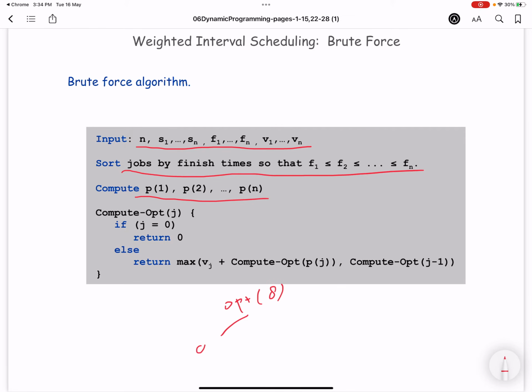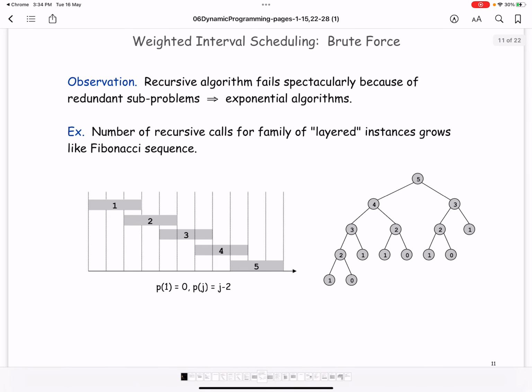To compute opt 8 you need to compute opt 7 and let's say maybe opt 6. To compute opt 7 maybe you need to compute opt 6 and opt 4, something like this. So it will need exponential time.